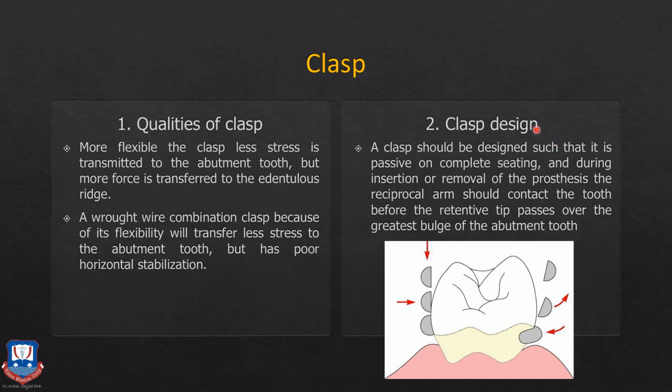The second is the clasp design. We have to ensure that only the clasp tip engages the infrabulge area, the undercut area on the abutment teeth, and the reciprocal arm should always be embracing the opposing tooth surface to prevent undesirable forces on the abutment teeth.